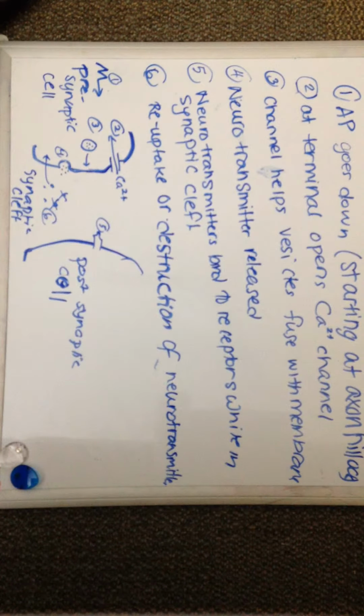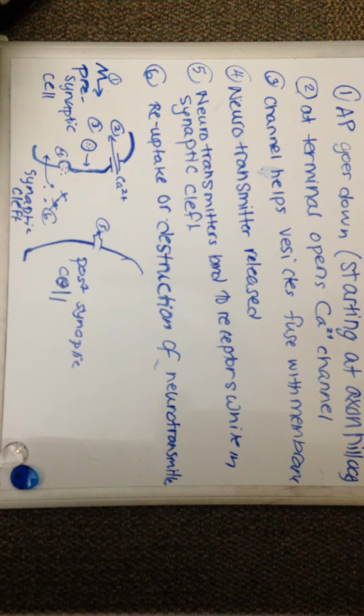And lastly, after some time, the presynaptic cell is like, you know what, guys? Party's over. I'm going to reuptake you or I'm going to destroy you. So that's the basic steps of the action potential.